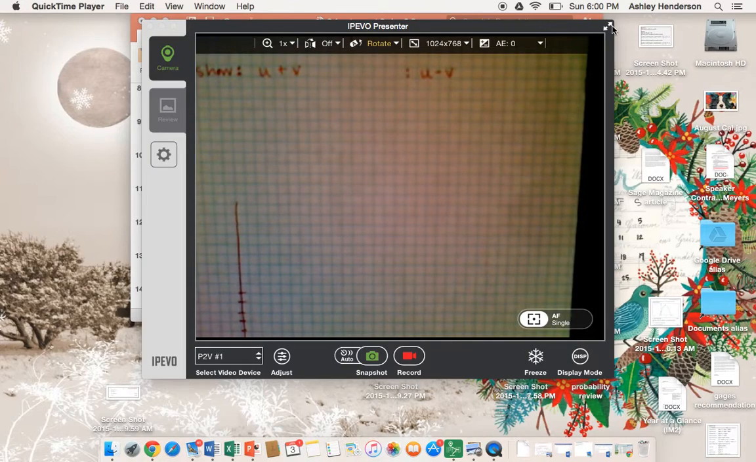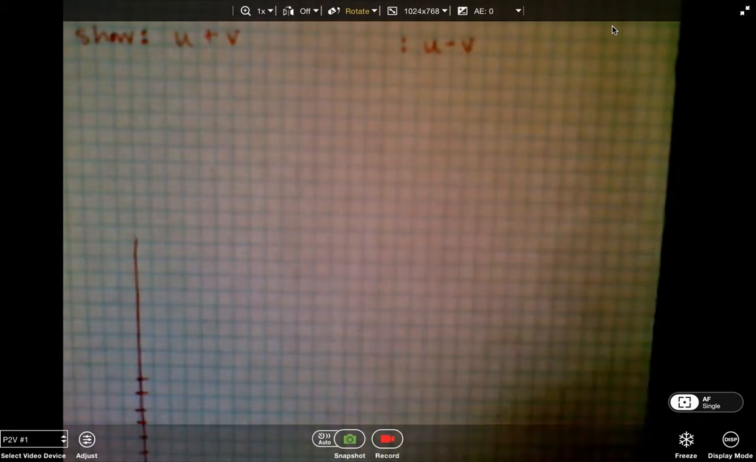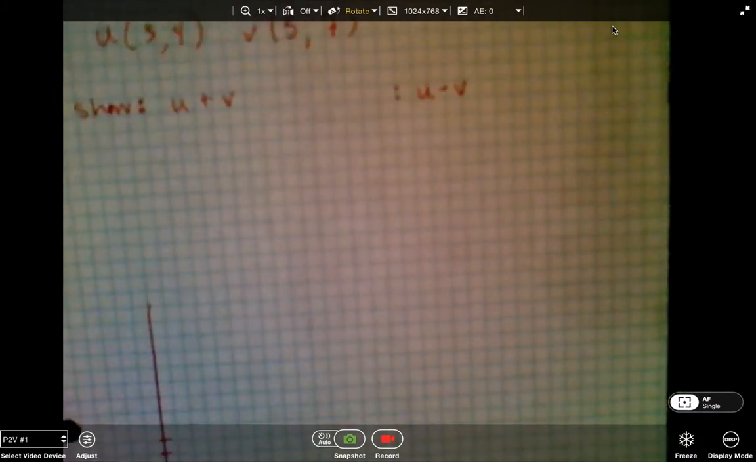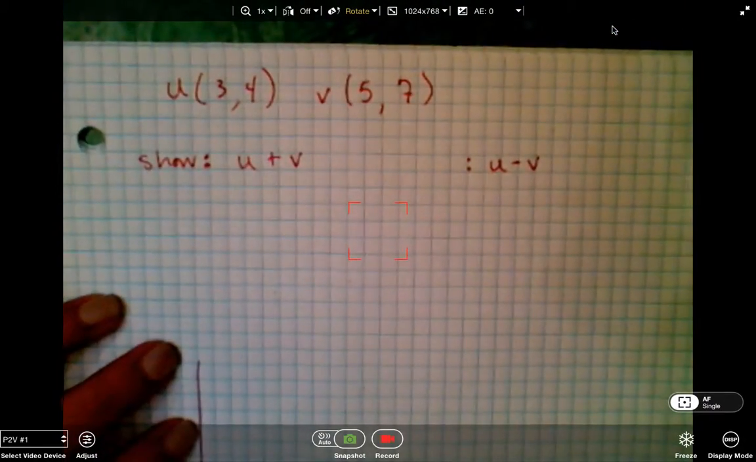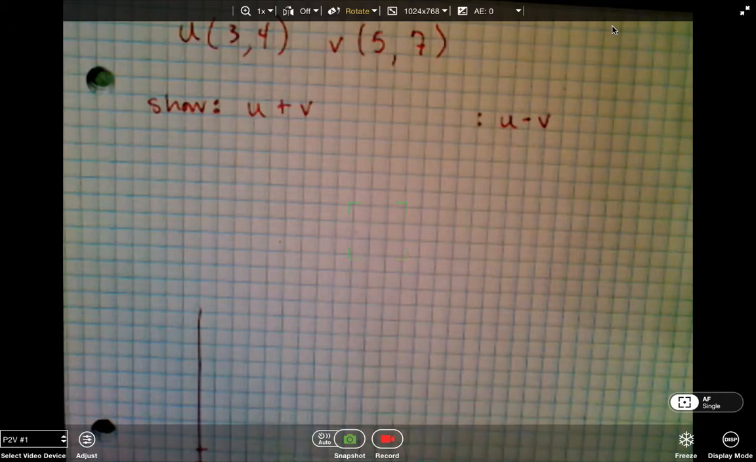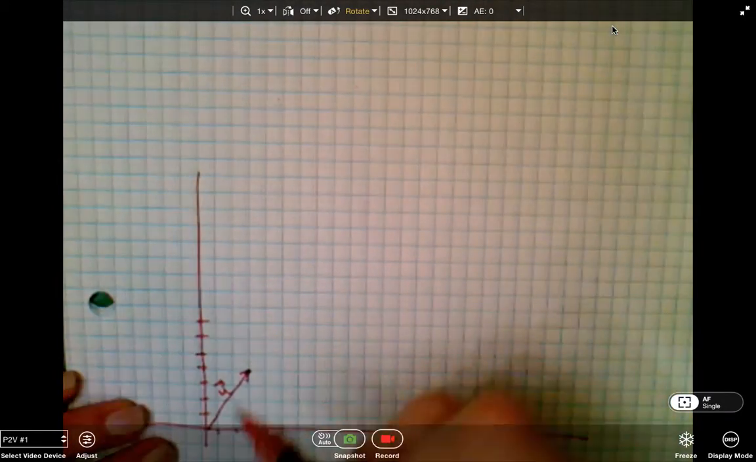So we're going to add u plus v, and we're going to do that visually. I'm going to put another paper here to save my table. Okay, so u is 3, 4. And then v is 5, 7.